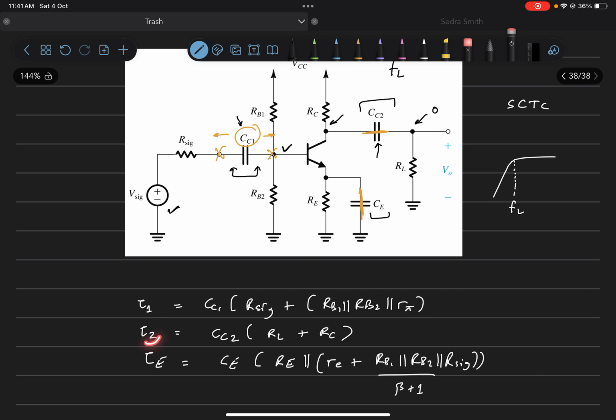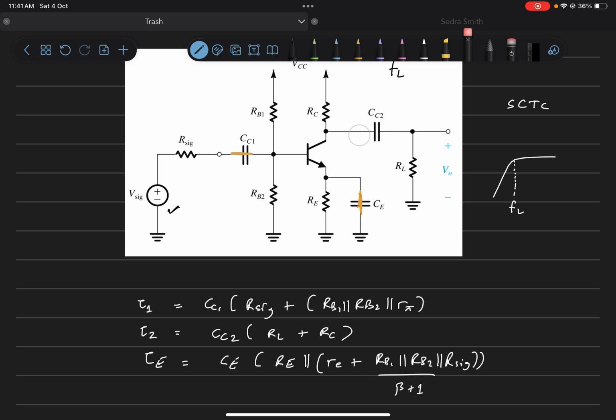Next we find out the value of tau2. When we find tau2, we will consider only the capacitor CC2 and we'll short out the other two capacitors, and we'll find the Thevenin impedance looking from these two nodes. It will be just RL to ground here, and over here we ignore R0, so it will just be RC. So we'll have RL in series with RC because we wish to calculate between these two points. This will be the time constant associated with CC2.